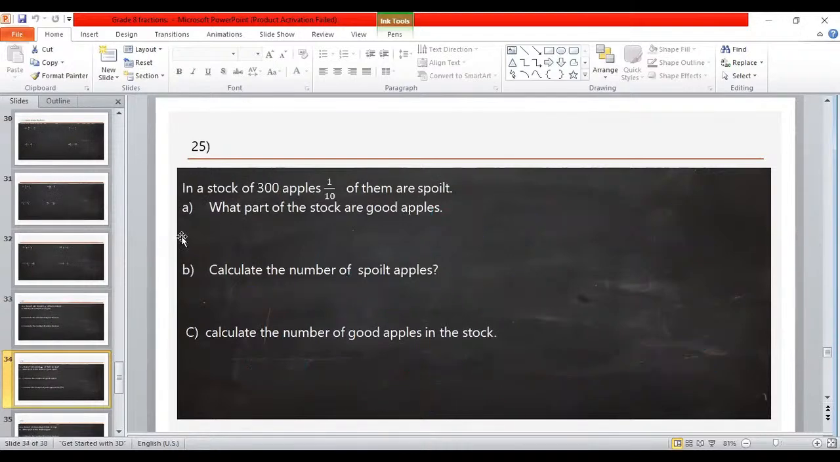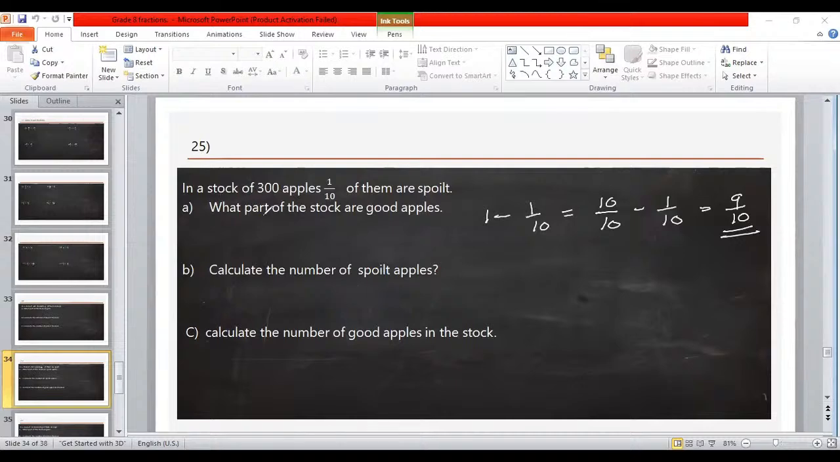In a stock of 300 apples, 1/10 of them are spoiled. What part of the stock is good apples? The easy method is 1 subtract 1/10, then we find the good apples. I told you to split this 10/10, subtract 1/10. How much? 9/10 of the apples are good.